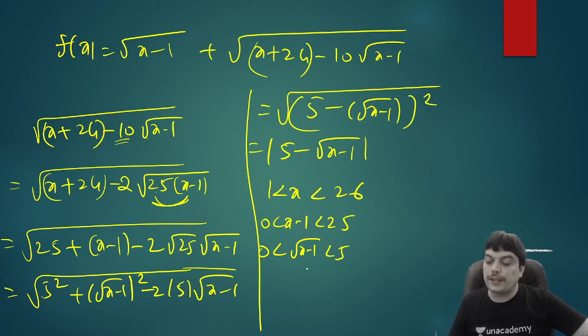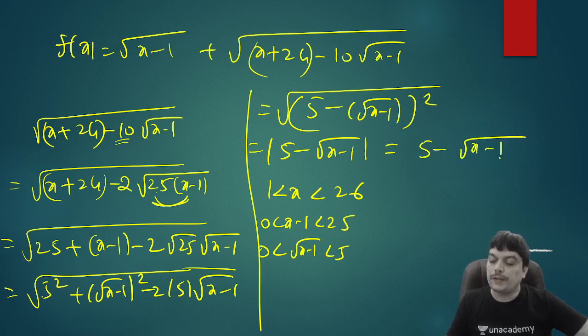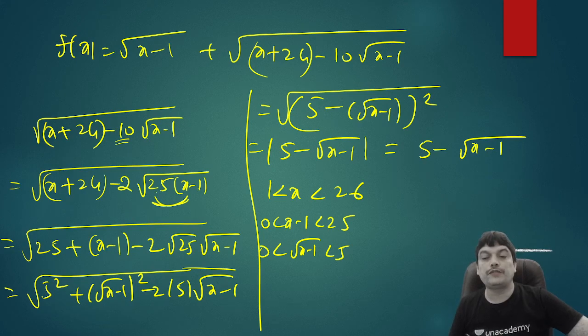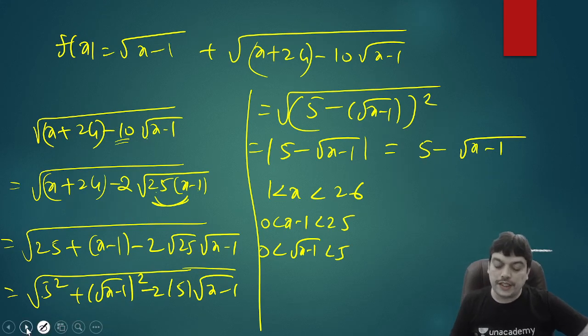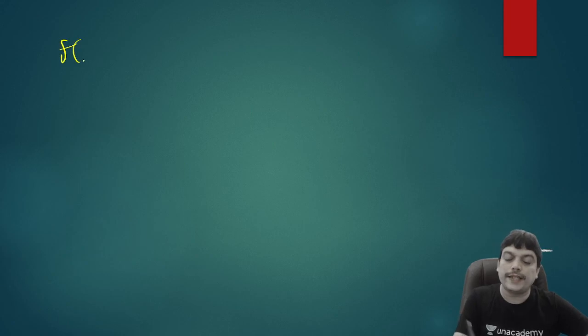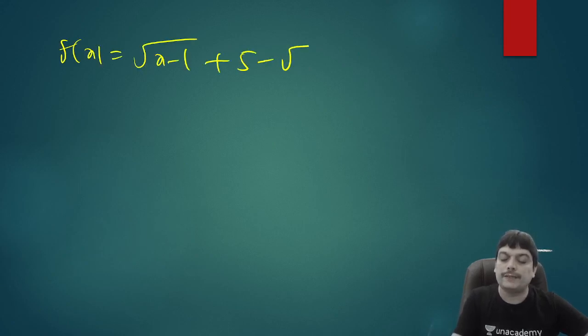So therefore, when you open this modulus, you have to write the term 5 first. 5 minus root x minus 1 because 5 is bigger. So in the function f of x, we can therefore write root x minus 1 as it is. And the square root of the second term, you got 5 minus root x minus 1.